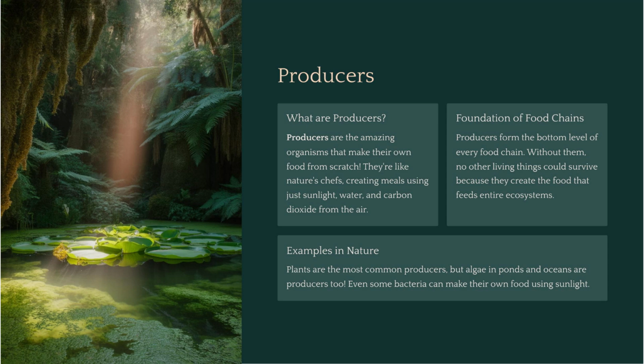That's where producers come in. Producers are organisms that can make their own food using the sun's energy. Think of them as the chefs of the ecosystem. They use a process called photosynthesis to turn sunlight, water, and carbon dioxide into food. Plants and algae are the most common producers, and they form the base of every food chain.